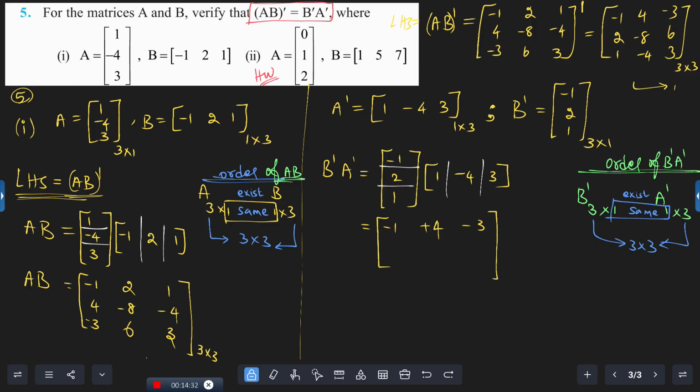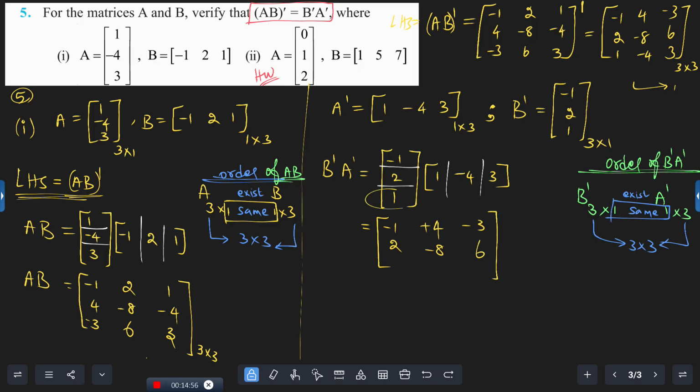Column 3 and row 1 are over. Now we have to go to the second row. Take the second row, multiply with each column of the matrix. So take element 2, multiply with 1: 2 ones are 2. Like that, 2 into minus 4 is minus 8. 2 into 3, 6 you will get.